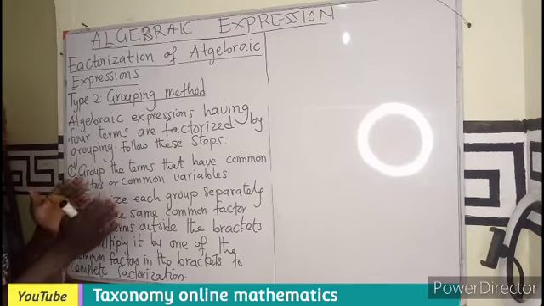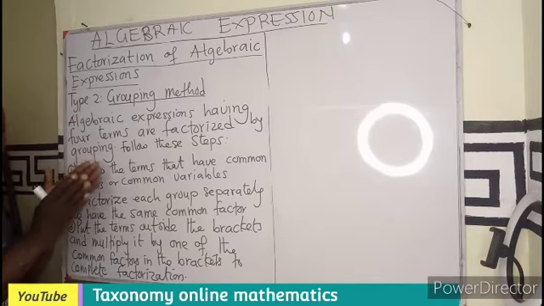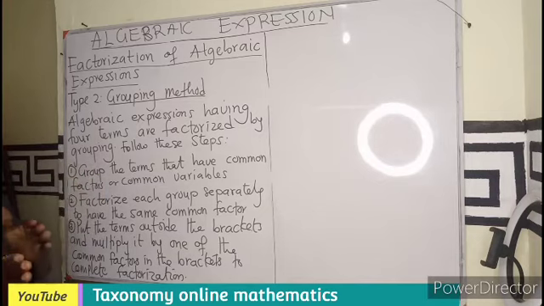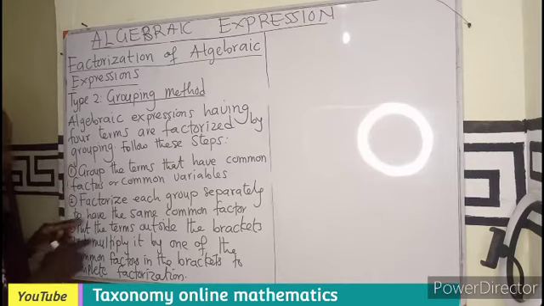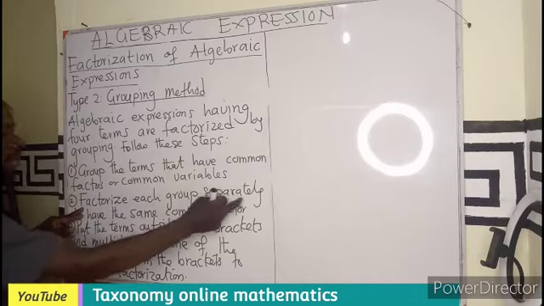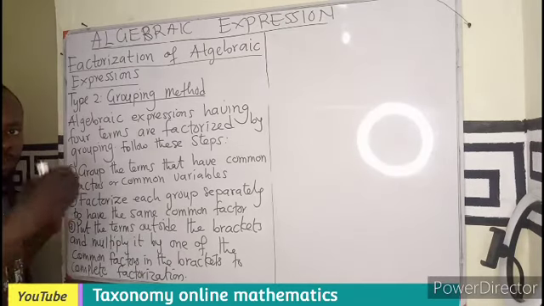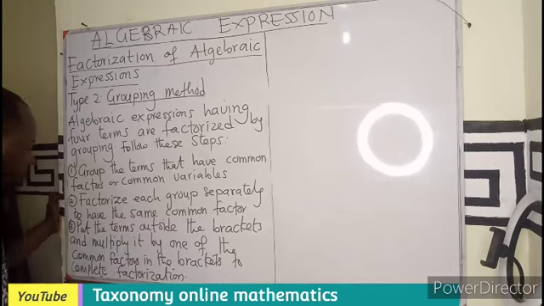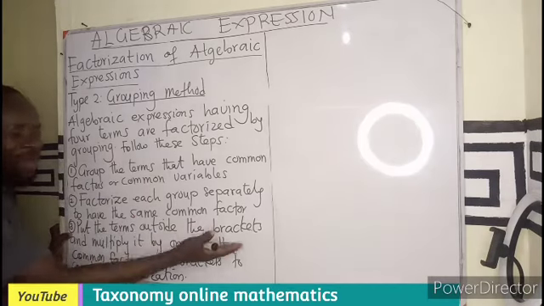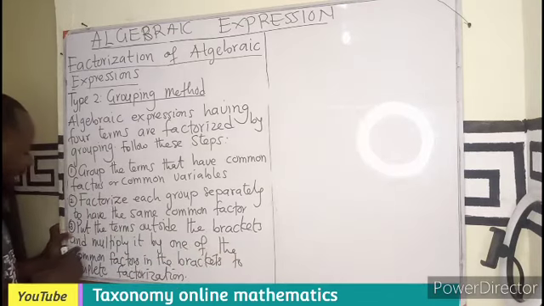factorize each group separately. Look out for the common factor in each of the terms, divide it by the common factor, put the quotients in the bracket, then place your factor outside the bracket. So you are going to factorize each group separately to obtain the same common factor, which probably is going to be in the bracket.